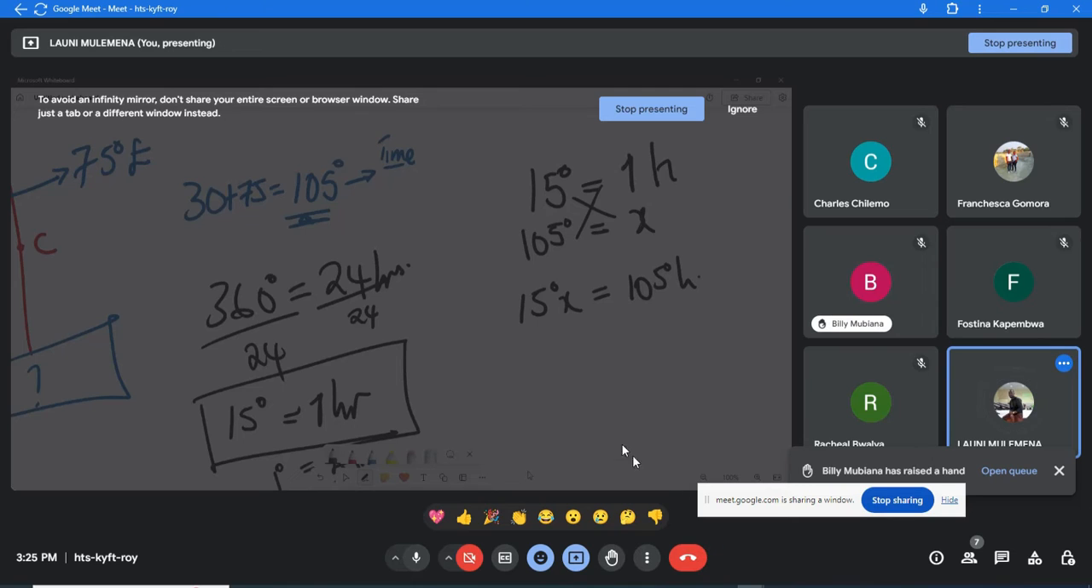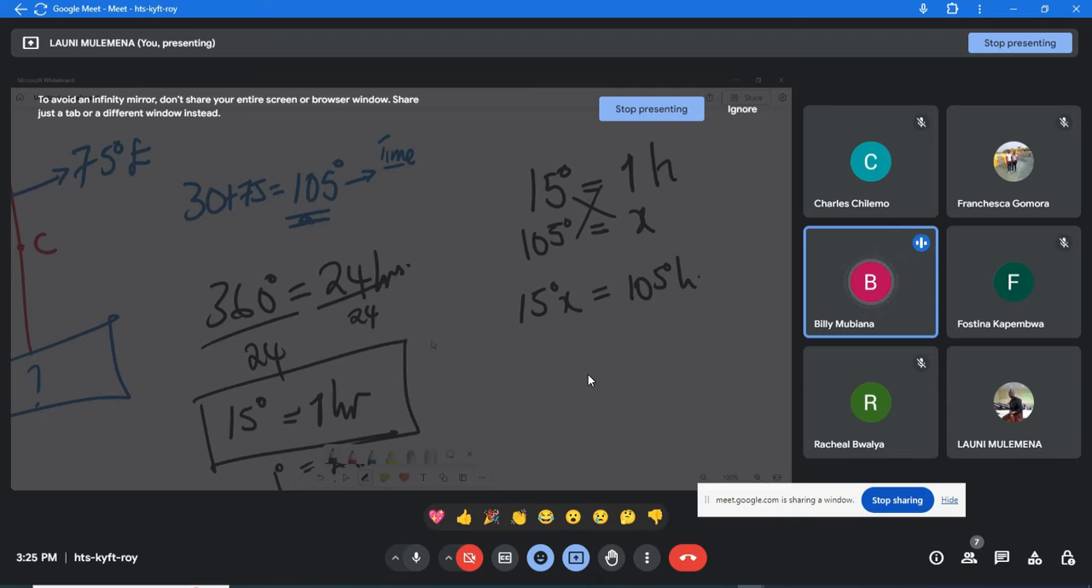However, before I go further, Bill's hand is up. Yes, Bill? No, sir, it's okay. I just wanted to try, but it's okay.